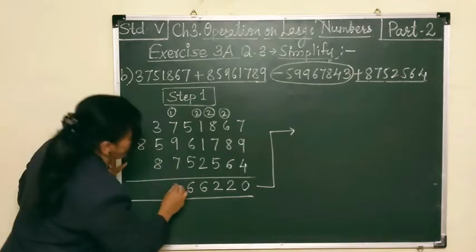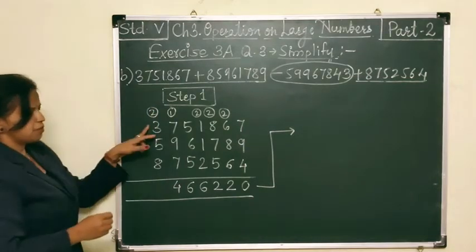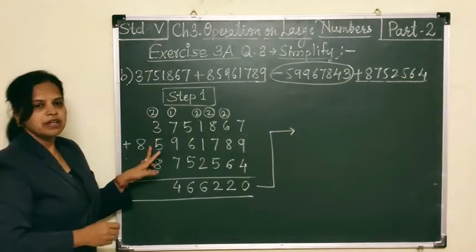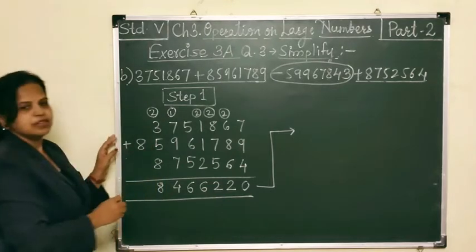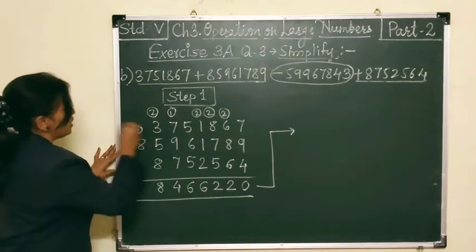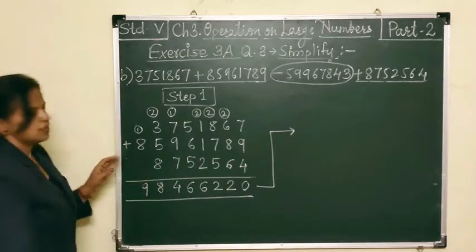17 plus 7, that is 24. 2 is carried over here. 3 plus 2, 5. 5 plus 5, 10. 10 plus 8, 18. Okay. Now 1 will be carried here up. 8 plus 1, 9. Okay.